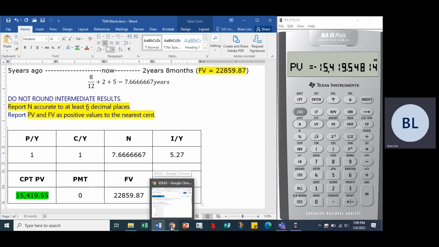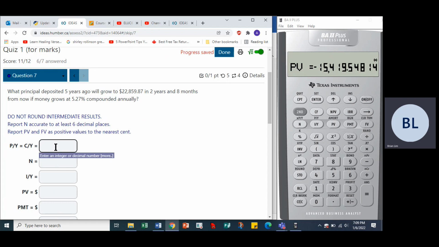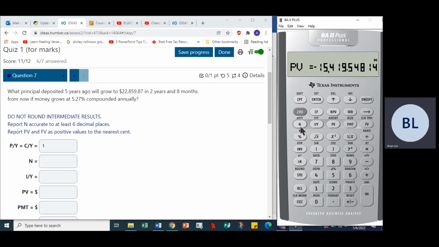So let's go back here. PY and CY are equal to 1 because it's compounded annually. For N, we can recall N and get the number 7.1234566, and that would be the number going in there. Good, because N has to be accurate to at least 6 decimal places. IY is 5.27 right up here. So we go 5.27.